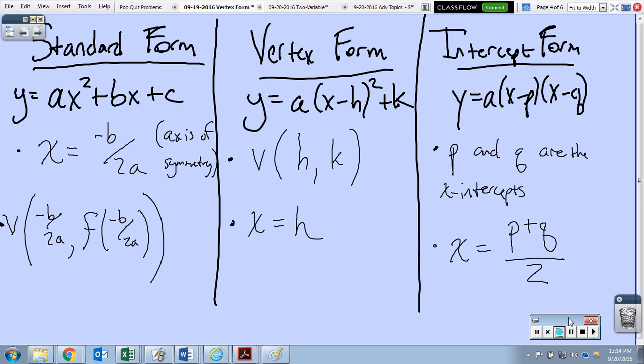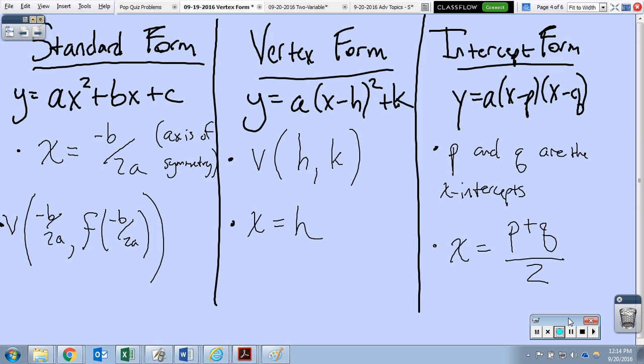For the standard form, would you take b times whatever x is and plug it into negative b over 2a, or just b? Let's say you find out that x equals 3 for the axis of symmetry. You'll know what a and b are, because they're filled-in values. So if you find out that x equals 3, that is the x-coordinate of your vertex.